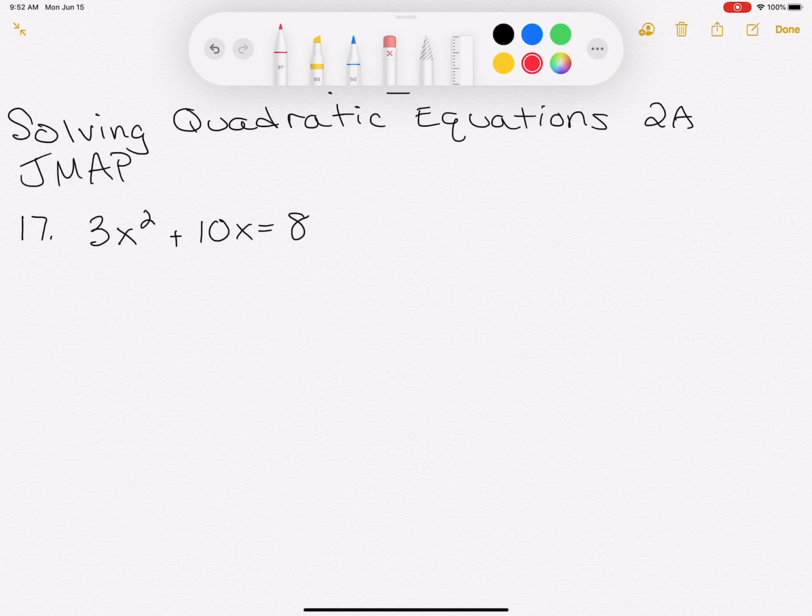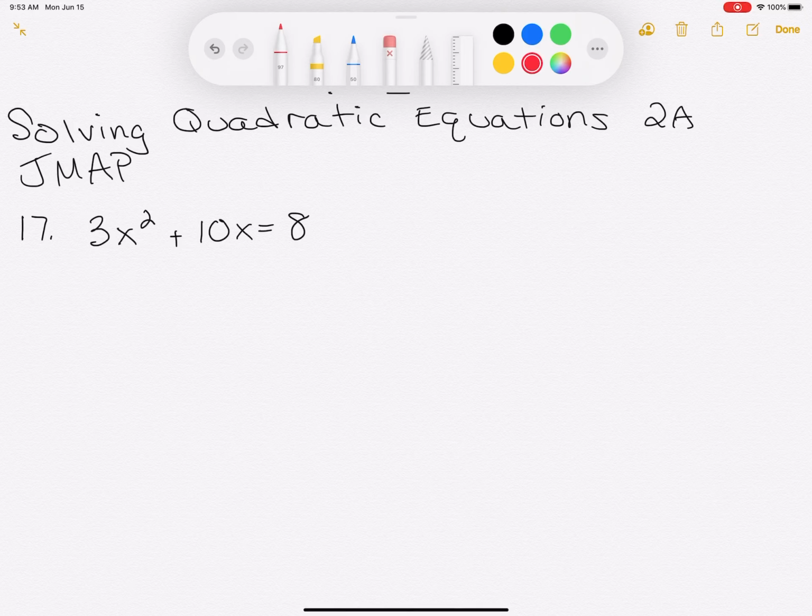Hi again. So this is the last example of solving quadratic equations from the JMAP 2A that we're going to do together. And this is problem number 17. So as far as solving quadratic equations using factoring, this is pretty much as difficult as it gets.